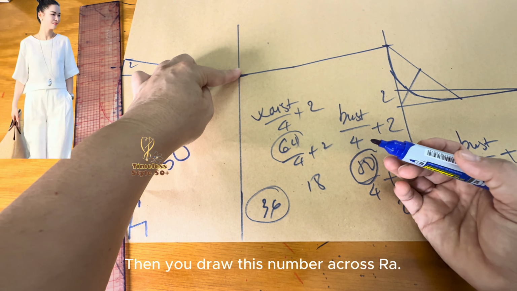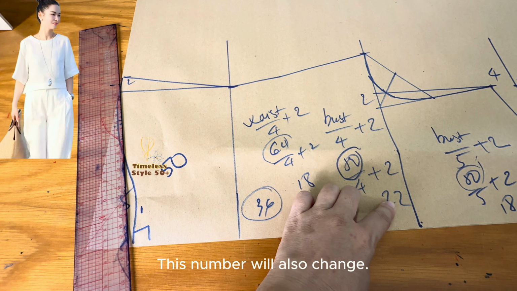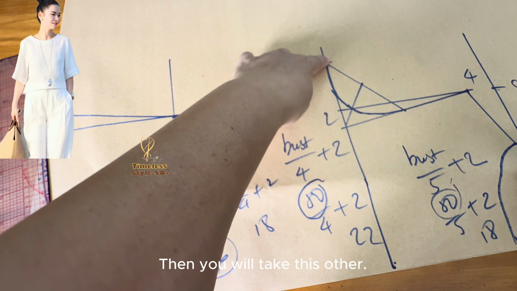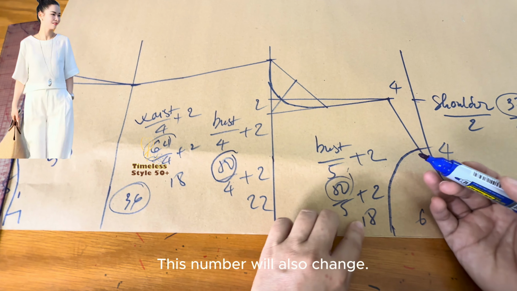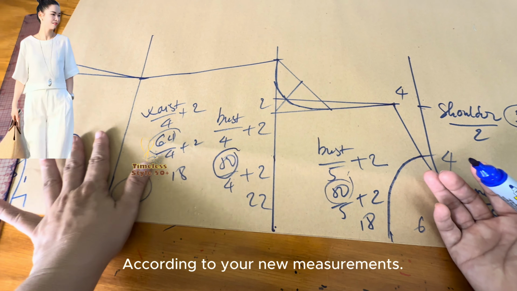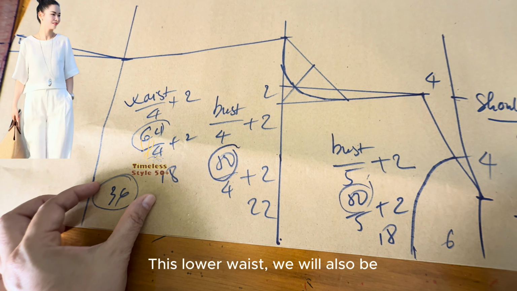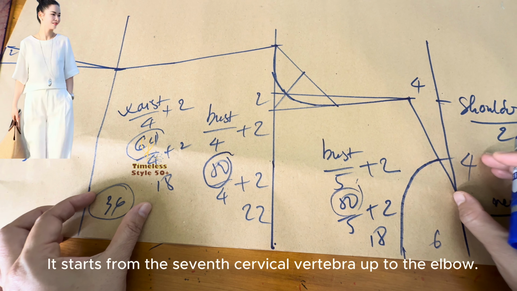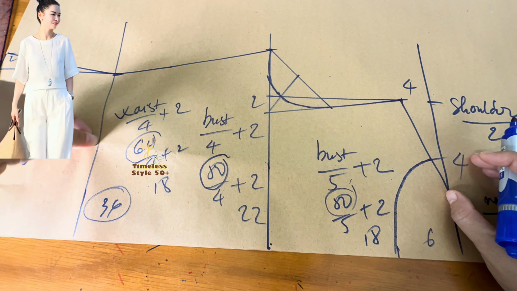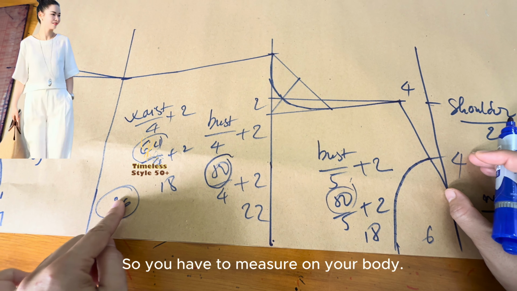Then you draw this number across. For example, here are 100. This number will also change. Then you will take this other one. The same goes for example, 100. This number will also change according to your new measurements. This lower waist, we will also be 2. It starts from the 7th cervical vertebra up to the elbow. Everyone will have a different number, so you have to measure on your body.